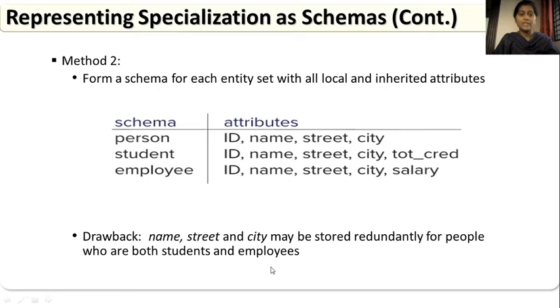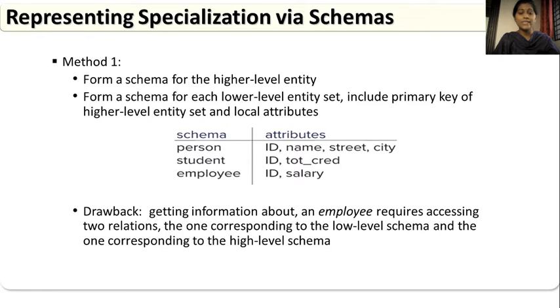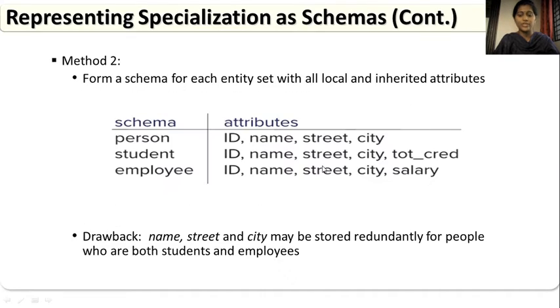In the second method, form a schema for each entity set with all the local and inherited attributes. Whereas in the first method we used only the common elements with respect to student as well as employee, not all the attributes, in the second method we mention all the attributes for all the entities.